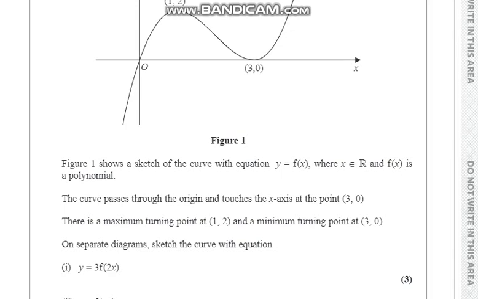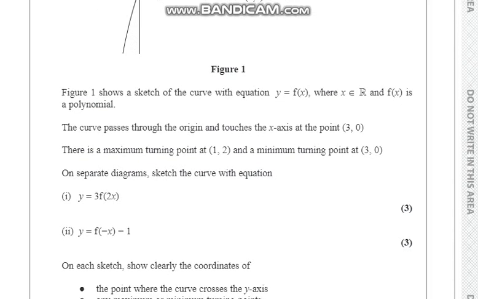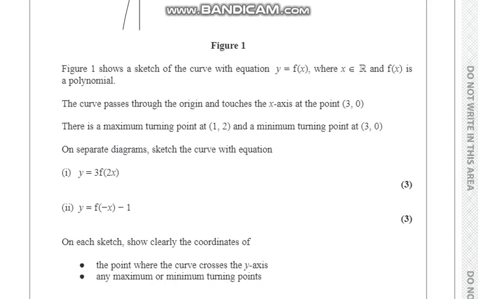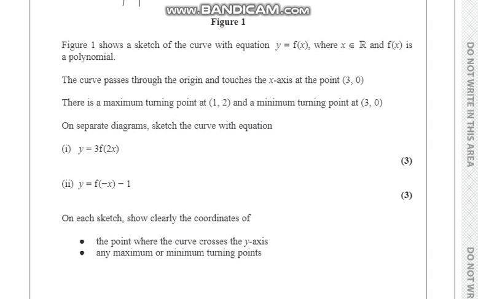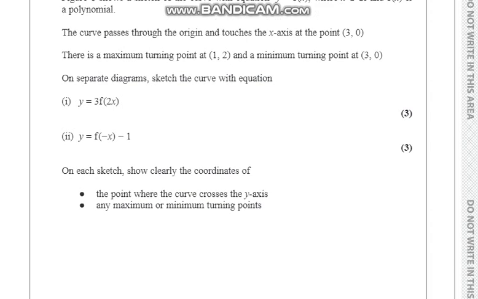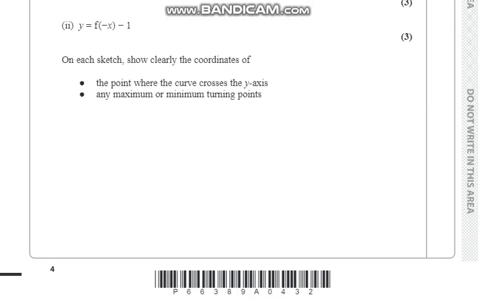On separate diagrams, sketch the curve with equation, part (i), y equal to 3f of 2x, and the second part, y equal to f of minus x, minus 1. On each sketch, show clearly the coordinates of the points where the curve crosses the y-axis, and any maximum or minimum turning points. Okay, fine, there's a total of 6 marks and those are 2 graphs each.